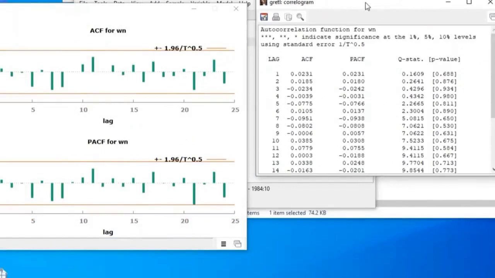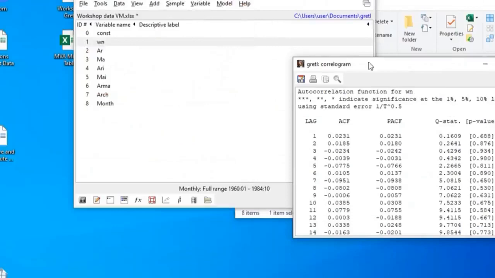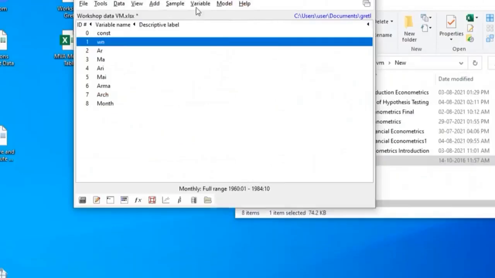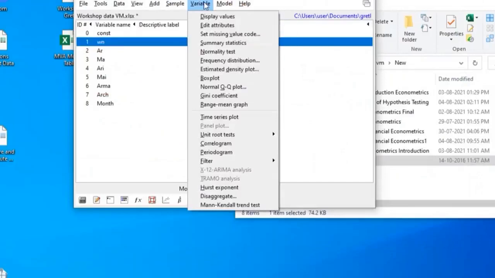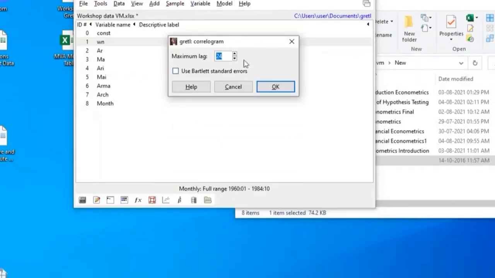Sir, we had the option in correlogram, use Bartlett standard error. Sir, what is about that? Sir, you again run the correlogram function from variable. Okay, I shall show you again. Go to the variable. First select the variable. Then go to the variable. Then we have correlogram. Click this one, correlogram. And then we have to enter the maximum lag. Sir, it is selecting the maximum lag itself.